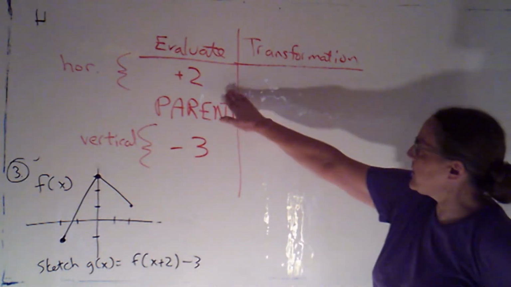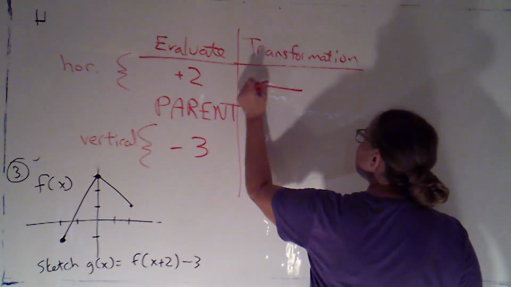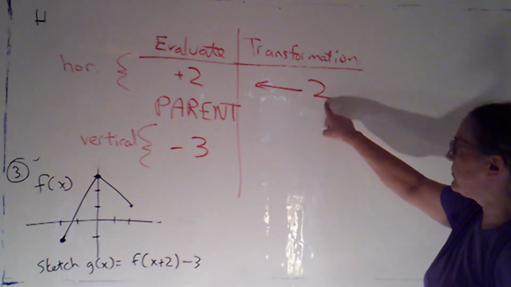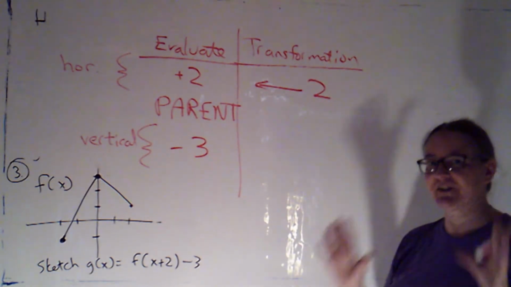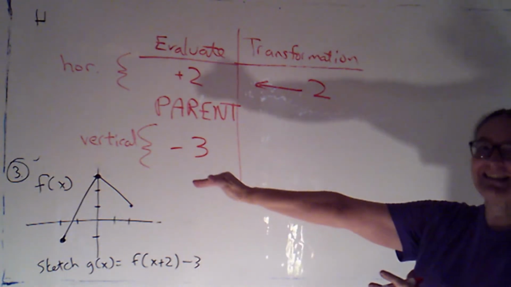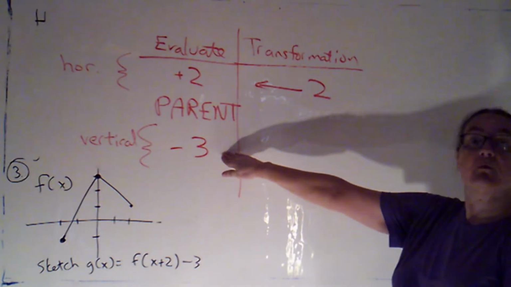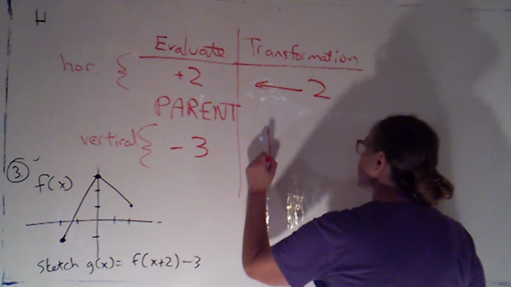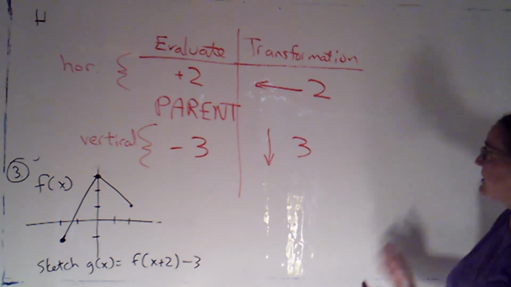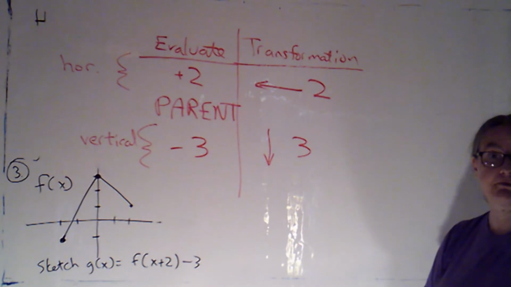And then I can say, okay, if it was horizontal and I added 2, I know that's going to shift me to the left 2. Remembering that horizontal transformations are a little bit counterintuitive, adding 2 moves things in the negative direction. Then for the vertical transformation, we were subtracting 3. That's going to move everything down 3. So I can see what I'm going to do is I'm going to go left 2 and down 3.